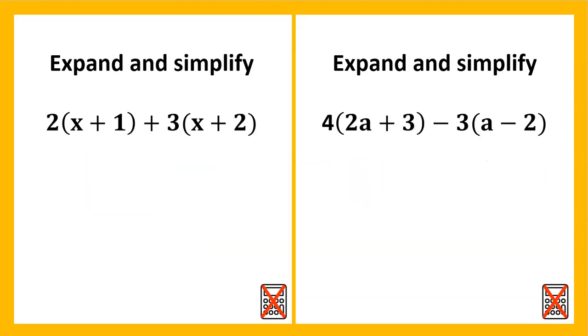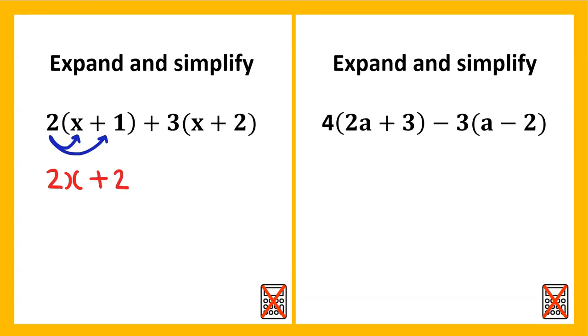On to the intermediate questions with a slight increase in difficulty. This time we have multiple sets of single brackets. Starting with the first one on the left hand side, I'll need to multiply 2 by x, 2x. 2 multiplied by positive 1 would be plus 2.